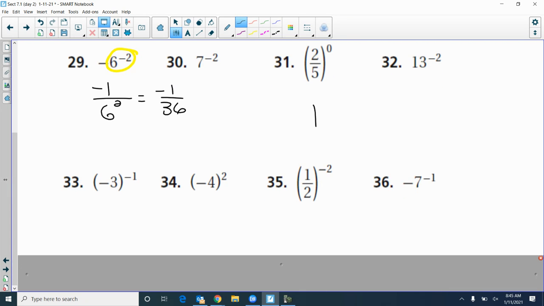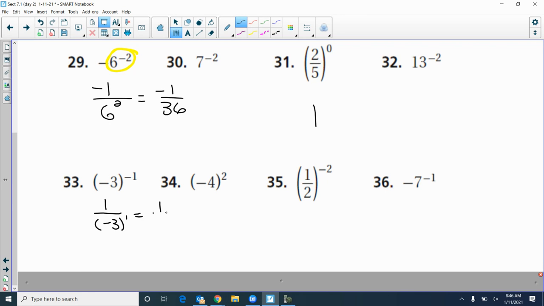33. Jaylee. -1 over 3. Okay, in the end, yep. Since this is in parentheses, you make it 1 over -3 to the 1st power. Well, -3 to the 1st power is just -3. So that's 1 over -3, but you really never write it that way. So we're going to make it -1/3.